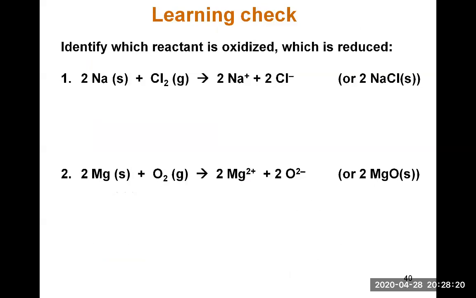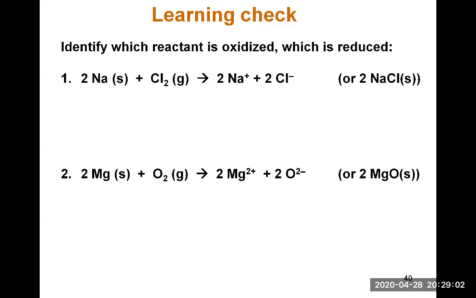So some more practice at identifying the species that is oxidized and the species that is reduced. I want to emphasize that when you are asked which reactant is oxidized and which is reduced, the answer can only be a reactant. You cannot tell that a product was oxidized or reduced. The question is always asking for which reactant. There are 2 reactants, which one is reduced, and if you find which one is reduced, then the other one is automatically oxidized, right?